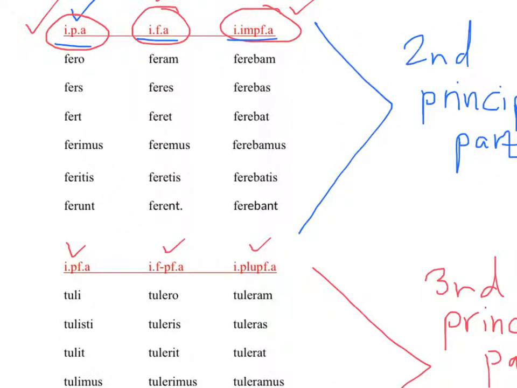The indicative present active: fero, fers. You might expect f-e-r-i-s, but it does not have the I in between. Then f-e-r-t, same thing, missing the I that you might expect. Then ferimus, fertis, and ferunt. This is more regular. It has the I, and it has the UNT. Almost never in Latin do you see the INT.